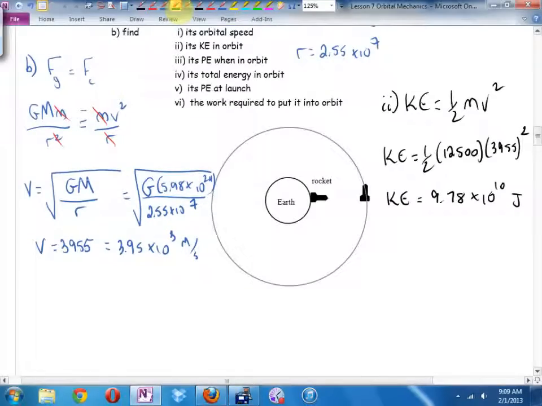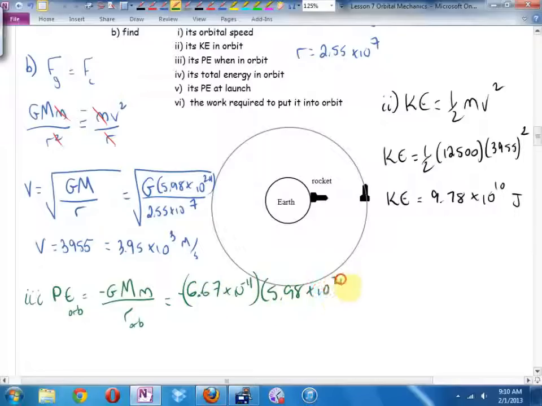What's the third thing they want me to find? Potential energy in orbit. Okay. Negative big G, big M, little m over r. And I guess potential energy in orbit is going to be radius in orbit. Is going to be negative 6.67 times 10 to the negative 11, 5.98 times 10 to the 24th, 12,500, divided by 2.55 times 10 to the 7th squared.